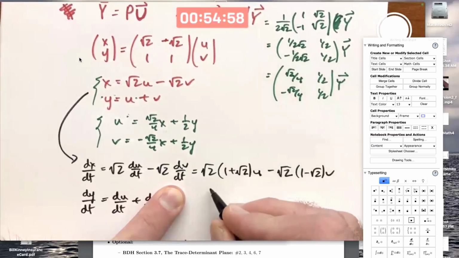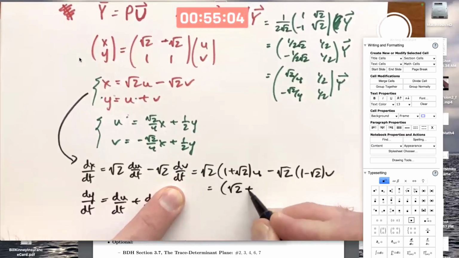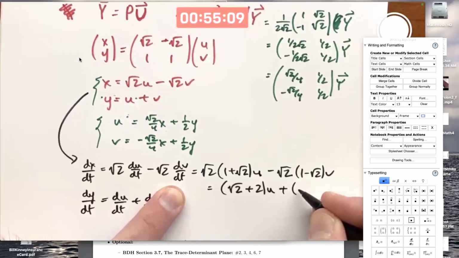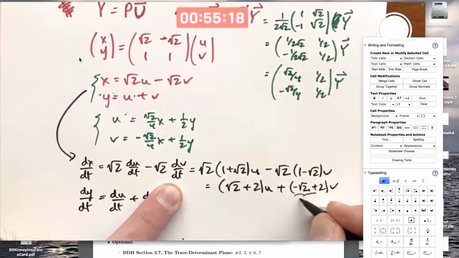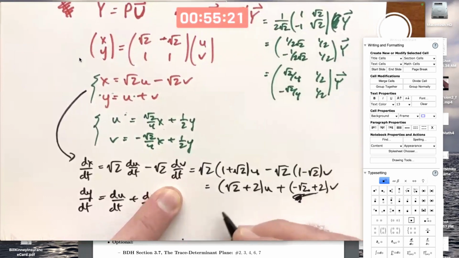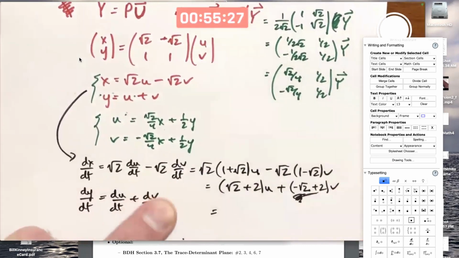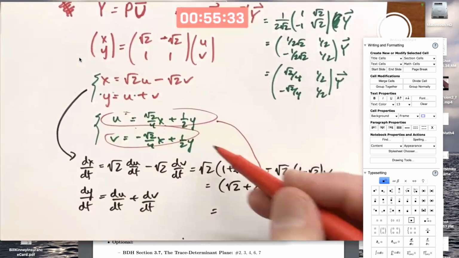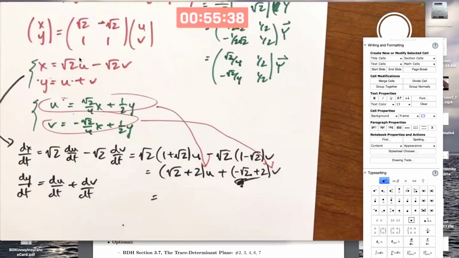Okay, keep going. Multiply those root 2's through. This becomes (root 2 plus 2)u minus, or maybe I should put plus, (negative root 2 plus 2)v. And that's the same as 2 minus root 2, whatever. Now do what? Now use these equations. Plug those in there and there. This is not an easy process. Lots of places to make mistakes, but it's worthwhile to do.